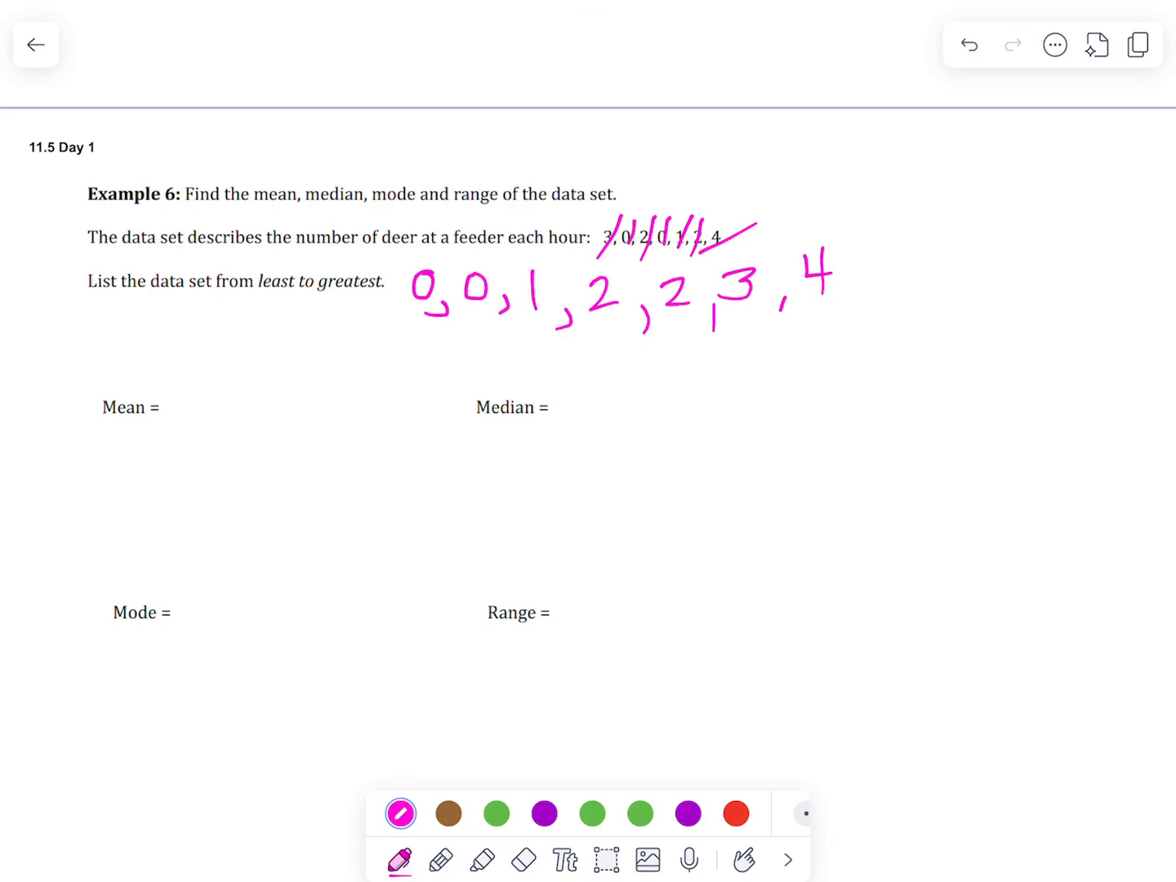Now let's go ahead and find the mean. So we add up all the data points, so 0 and 0, and then 1 plus 2 plus 2 plus 3 plus 4, and we divide it by how many data points we have. We have 7 numbers. We divide it by 7, and we get 12 sevenths is the mean.